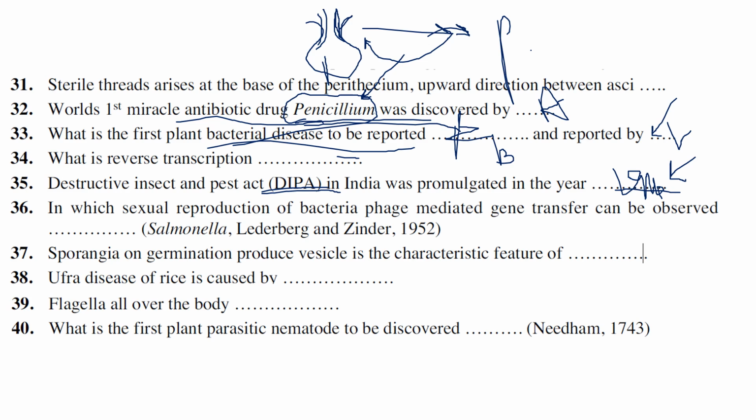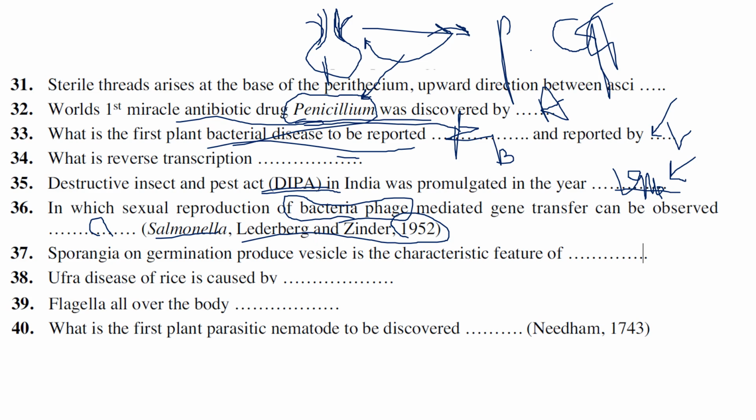In sexual reproduction of bacteria, phage-mediated, I repeat, bacteriophage-mediated gene transfer can be observed in transduction, which was first discovered in the organism Salmonella by Lederberg and Zinder in 1952. There are three things in bacterial recombination: conjugation, transformation, and transduction. Remember CTT equals EPS: conjugation Escherichia coli, transformation Pneumococcus, transduction Salmonella, along with the scientist names.